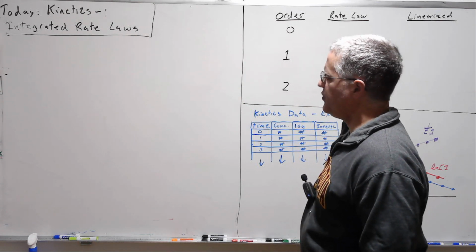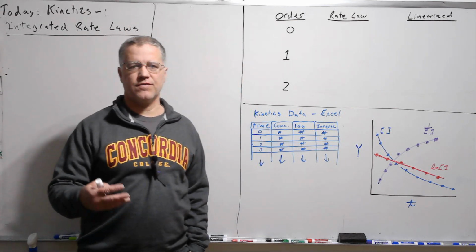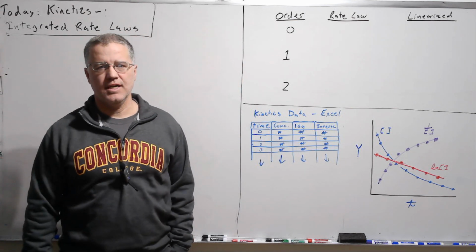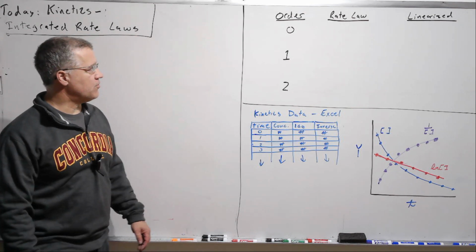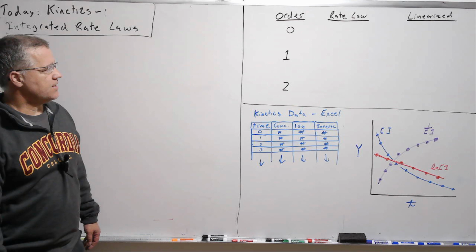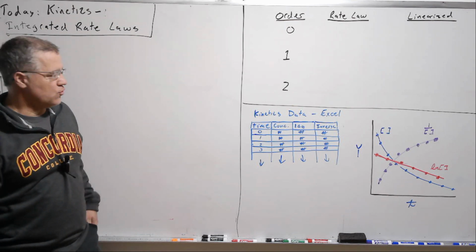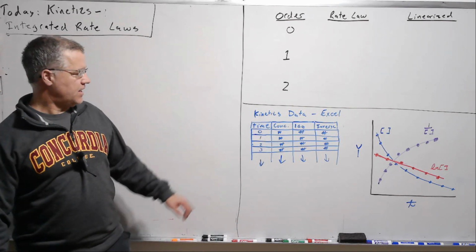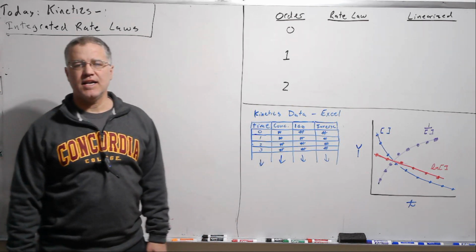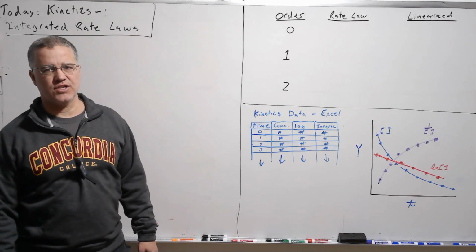And so what we're going to do is go through the common orders, 0th order, 1st order, 2nd order, which are the typical ones you will see in your general chemistry book as you practice this. And what we'll do is we'll develop the way to take an Excel spreadsheet of time versus concentration data, and by plotting those data, figure out what the order of the reaction is.